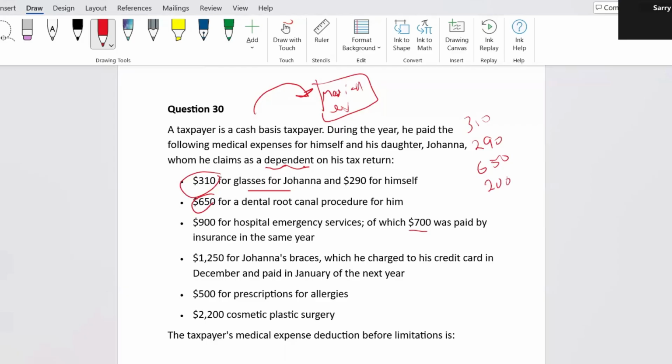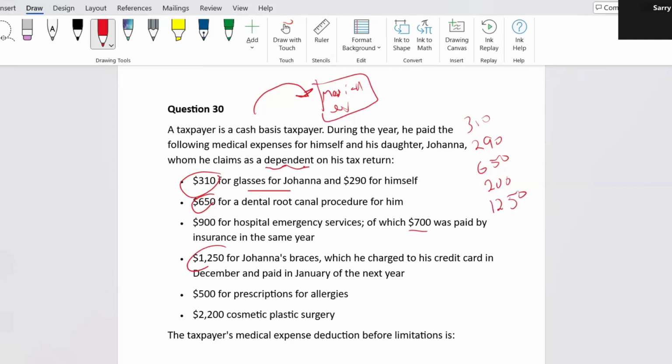$1,250 for braces, which he charged to his credit card in December and paid in January. So in this year, in the year of question, he essentially swiped his credit card, $1,250. I wouldn't put too much thought into this. Think about it from the dentist standpoint. You're the dentist, you have a client in front of you. One client gives you $1,250 in cash. The other client swipes your credit card and gives you $1,250. The dentist received $1,250, right? So don't overthink it. It's essentially the same thing. He spent $1,250 that day. So we add in $1,250 right here.